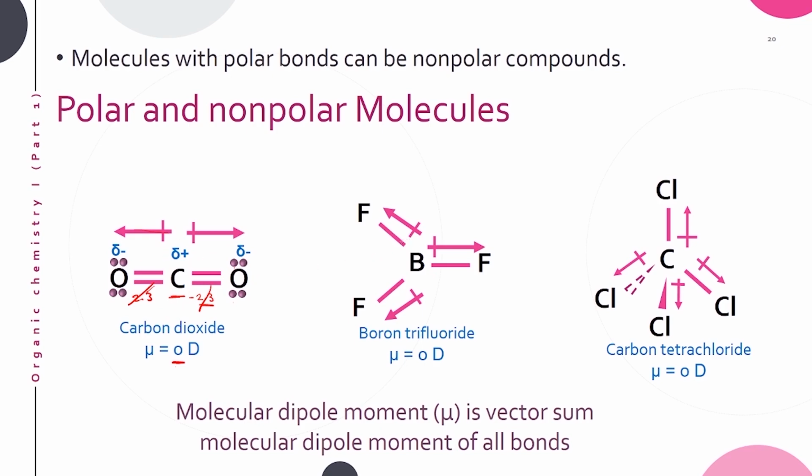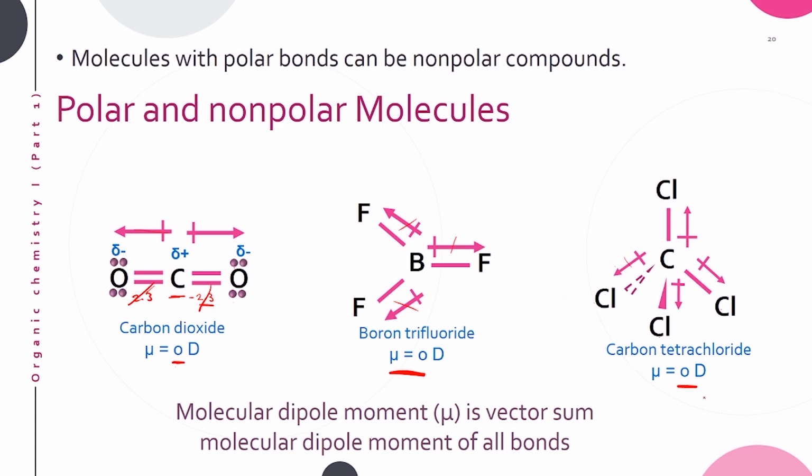Another example, if you look at the geometry of the boron trifluoride molecule, you can see that the three boron-fluorine bonds are pulling in opposite directions to each other. So their bond dipoles are cancelling each other with a net dipole moment equal to 0. The same happens with carbon tetrachloride, which has 4 carbon-chlorine bonds pointing in opposite directions to each other, cancelling each other's bond dipole, giving a net of 0 dipole moment.